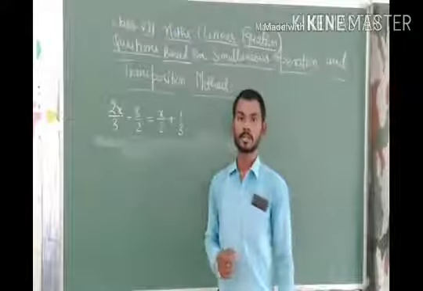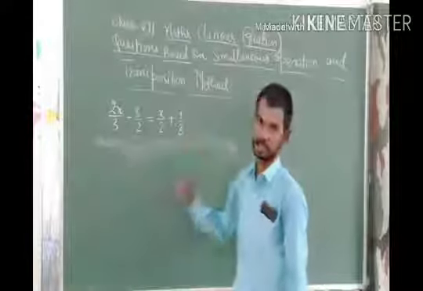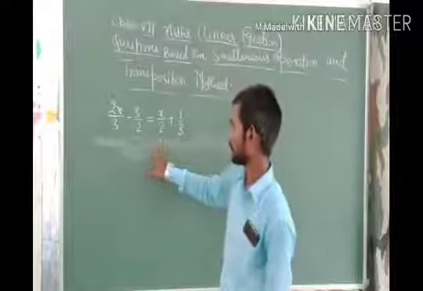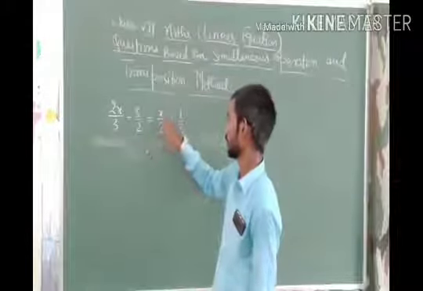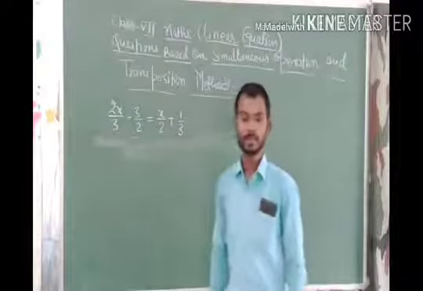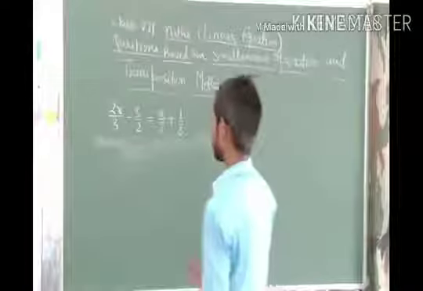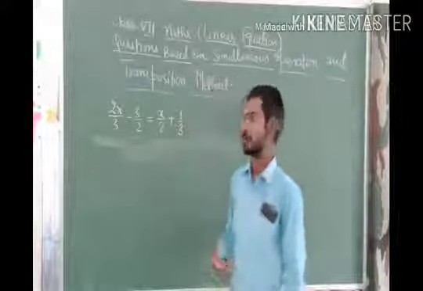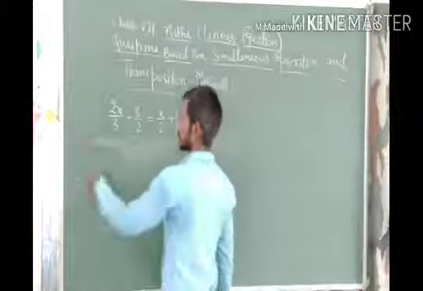Here we can see a question in which all the terms are fractions. The given problem is 2x upon 3 minus 3 upon 2 is equal to x upon 2 plus 1 upon 3. I will show you how to solve this question by both methods. The first method is the simultaneous operation method, and the second, the alternate method, is the transposition method. So let's see its solution.